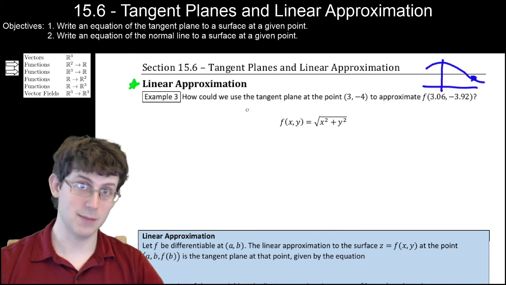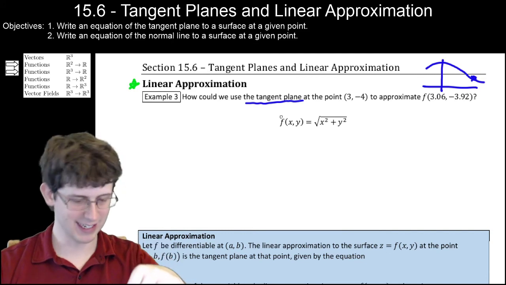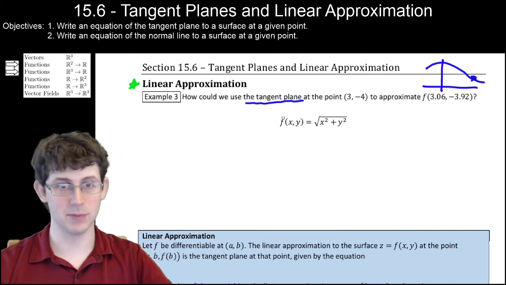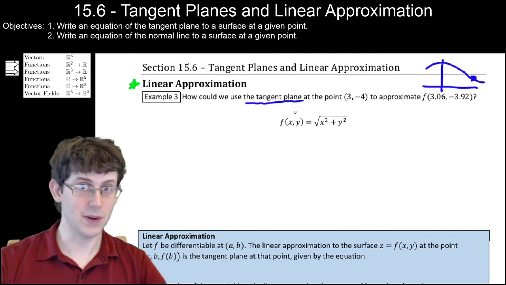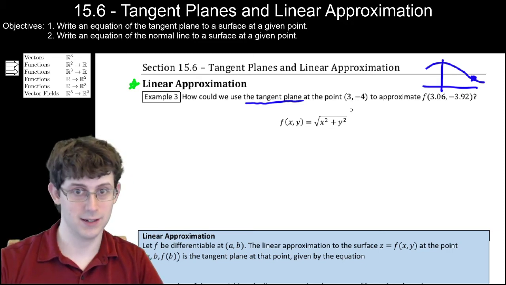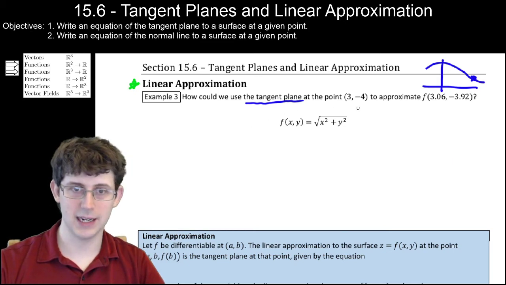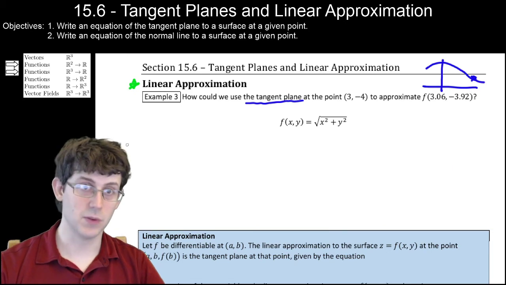Here we'll have the exact same plan, except instead we have a surface, and we'll say close to a base point, the surface is essentially the same as its tangent plane. That only works if the derivatives exist, but if the derivatives exist, then we're good. So let's see how it works. How do we use the tangent plane at the point (3, -4) to approximate this? Well, first we would find the tangent plane.